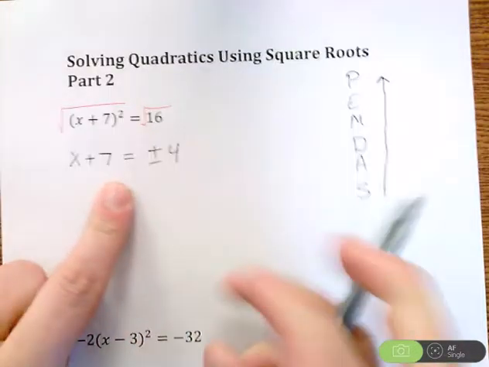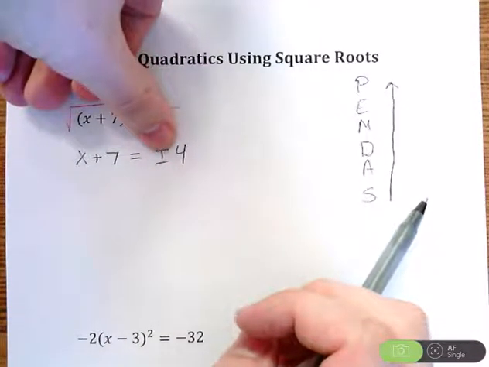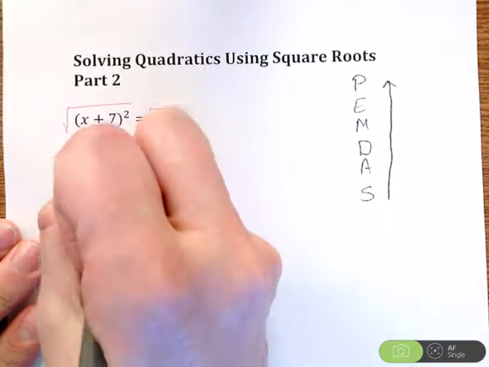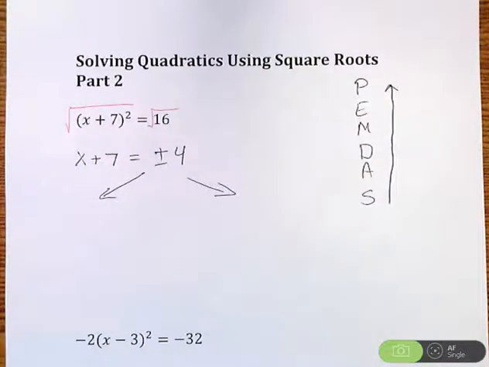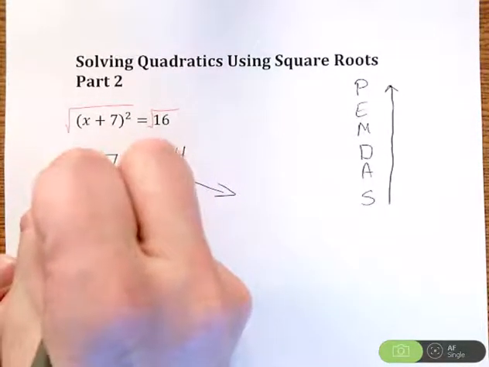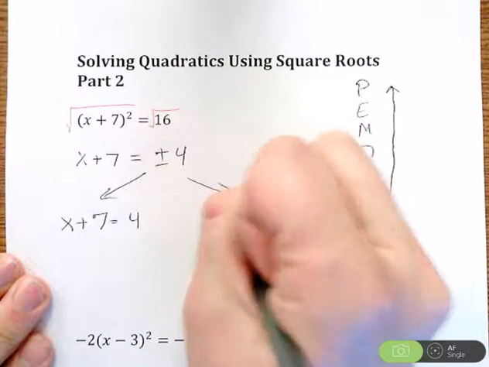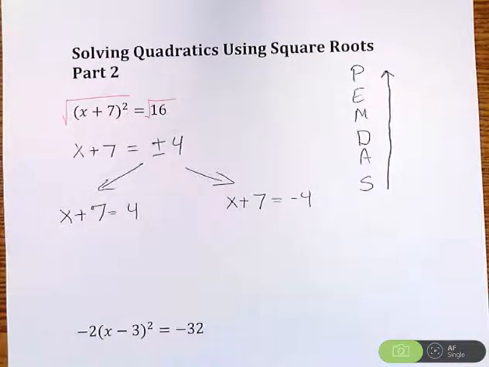I have x plus 7 is equal to positive 4, and I have x plus 7 is equal to negative 4. So since there's two scenarios here, I want to split this up so I can see each of them, and they're going to give us different results. So I'm going to have x plus 7 equals positive 4, and x plus 7 equals negative 4. And I'm doing this so I can solve each of them individually and get my proper results.